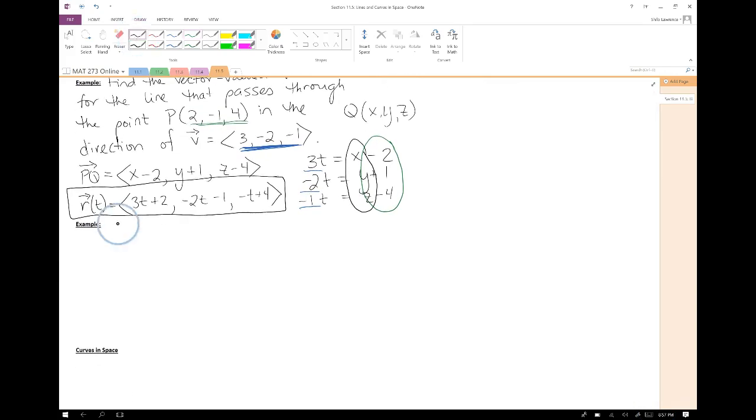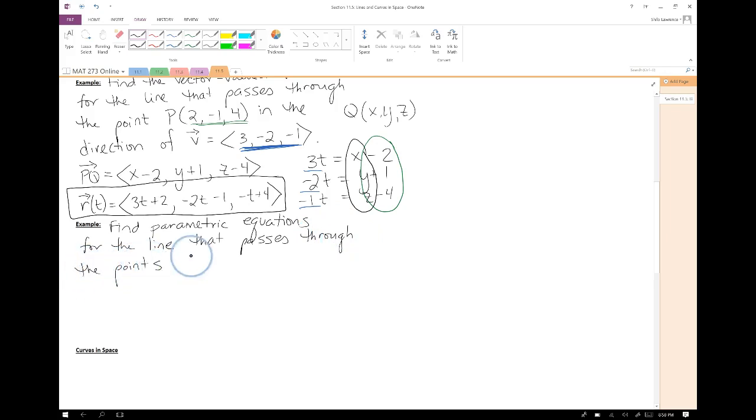Let's try another one. This one's a little bit different. We are going to find parametric equations for the line that passes through the points (5, 0, -1) and (2, 3, 0).